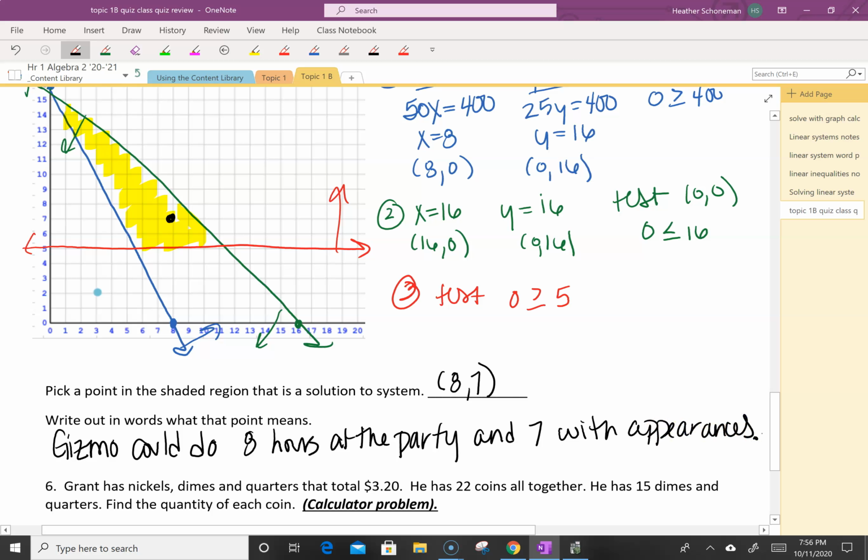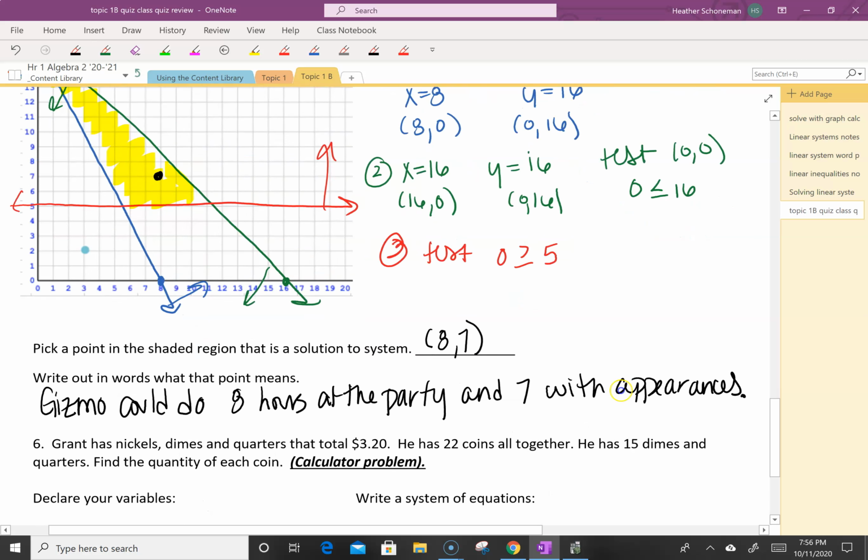Now check real fast. You don't check everything, but do some basic checking. 8 and 7 would be 15 hours. Is that less than 16? Yes, and he had to be an appearance at 5 or more, and it's got 7. So that works. So it does logically make sense.